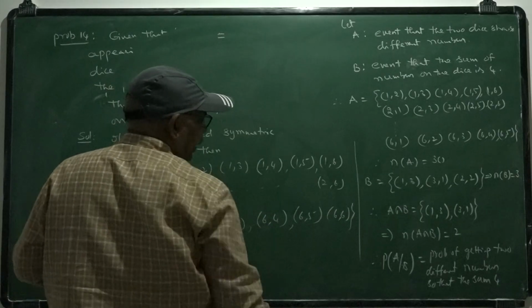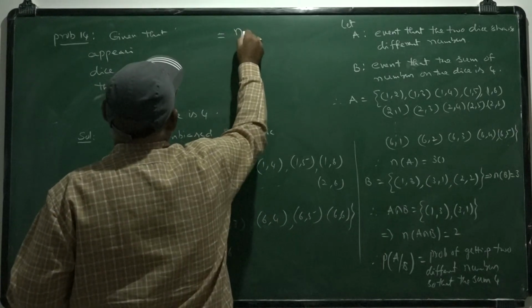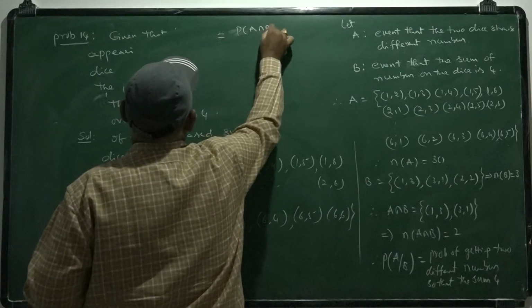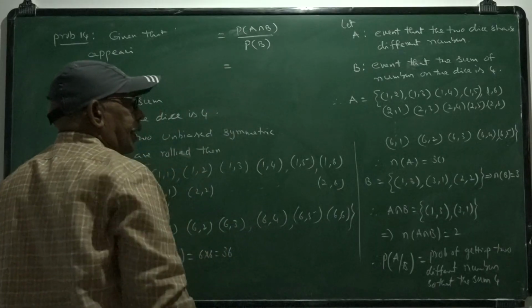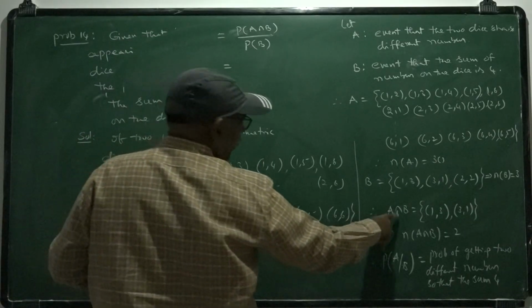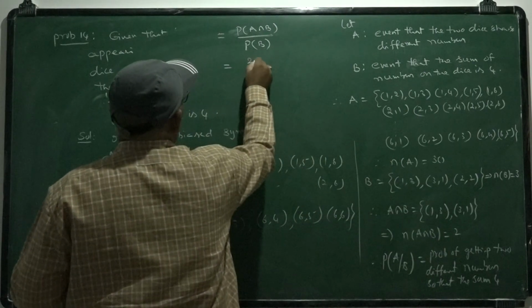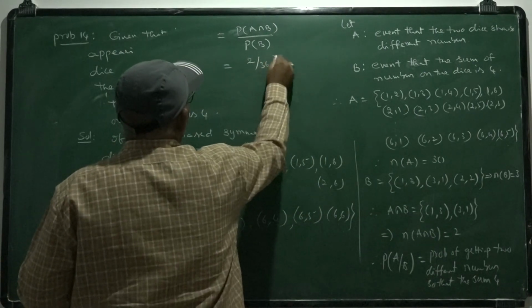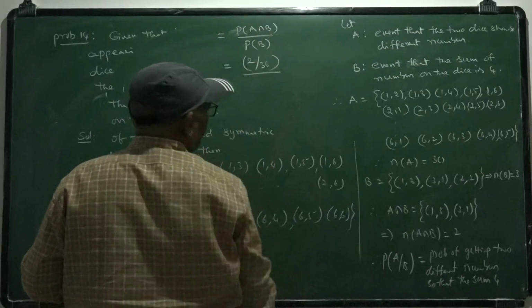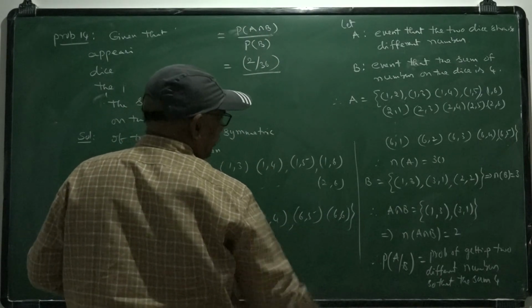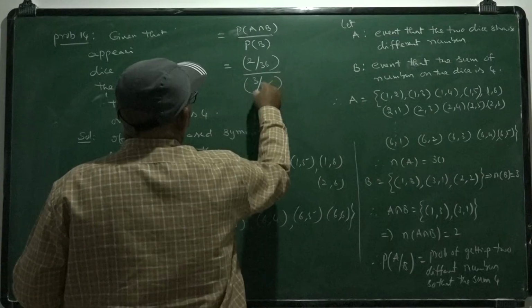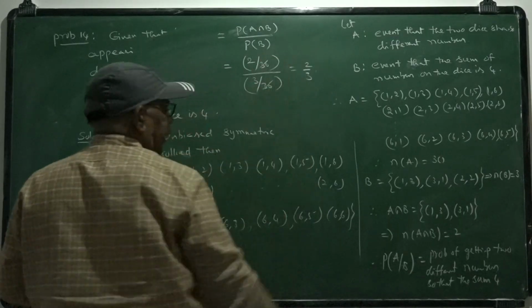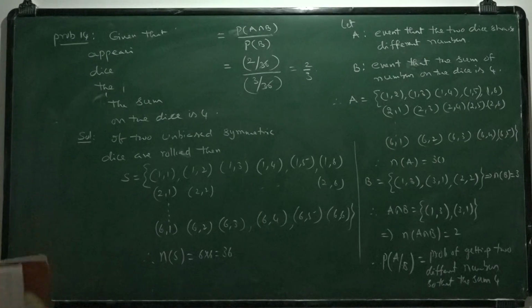Therefore, that is equal to the probability of A intersection B divided by the probability of B itself. In favor of A intersection B, the total possible outcomes are 36, so this is the probability of A intersection B, which is 2 by 36. And the probability of B, in favor of B we have 3, so 3 by 36. 36 is removed, hence 2 by 3 is the required probability of getting two different numbers on the dice so that the sum is 4.